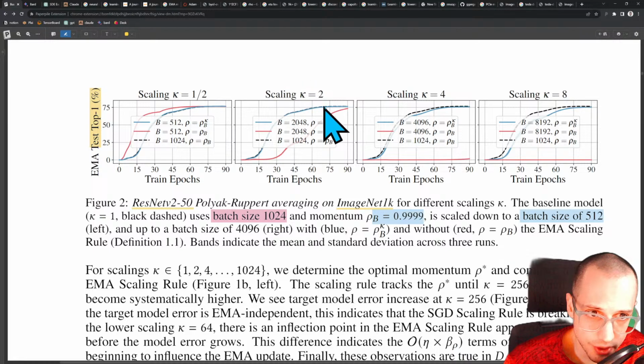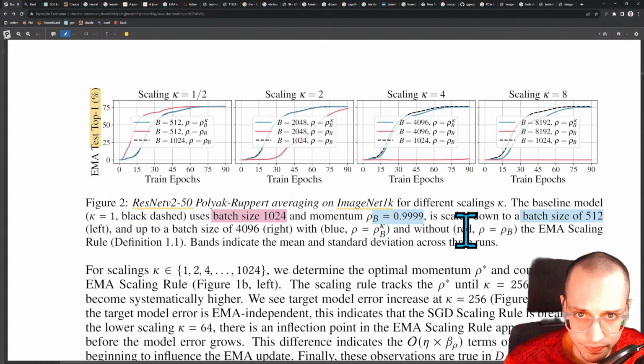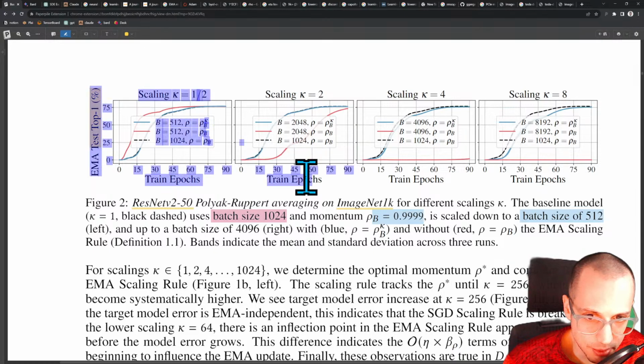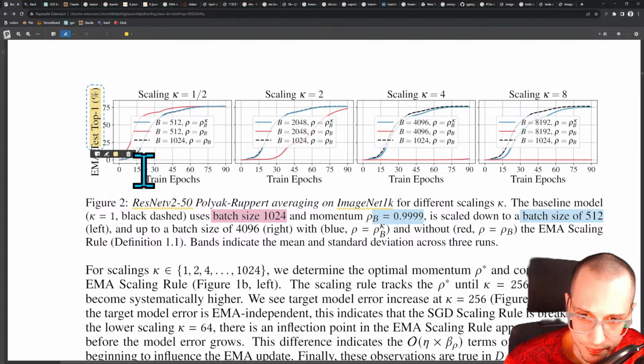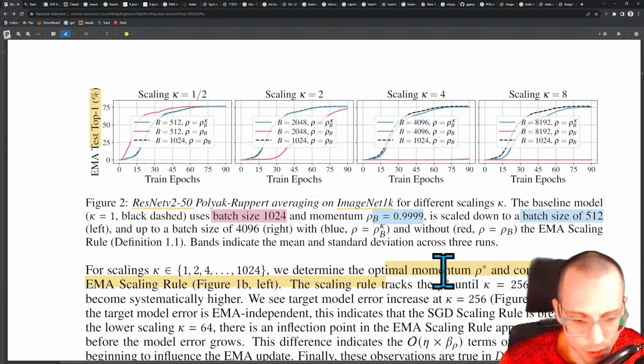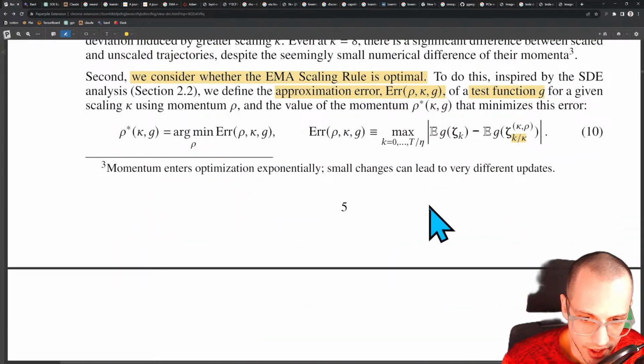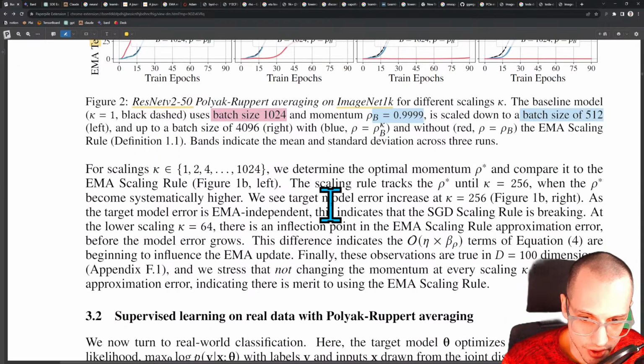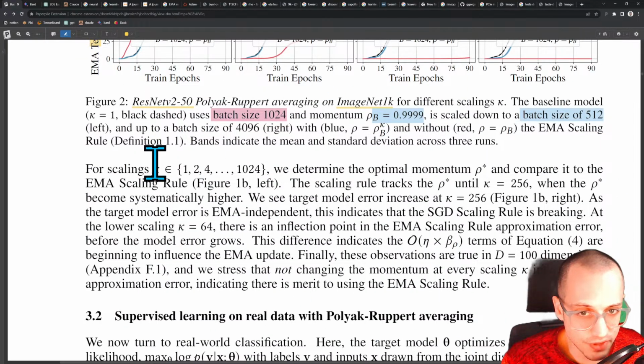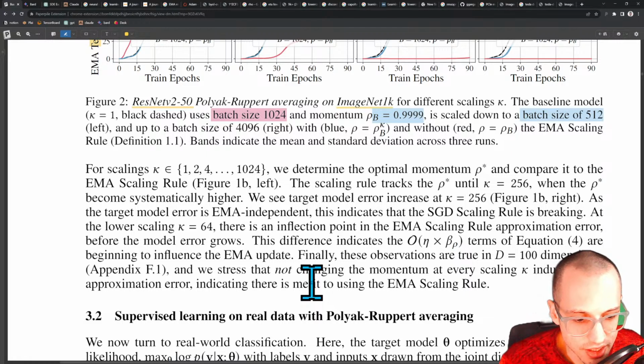So here what they're showing you is that they converge to the same place. That's largely what they're showing you, that this blue line and this black line end up in the same place. And here, train epochs is how many times you're training on the data set. So far so good. They proved it for this simple situation, and now they proved it for this computer vision version of the EMA training task.